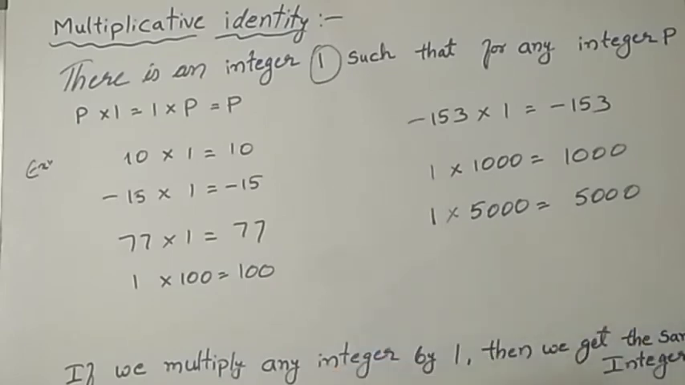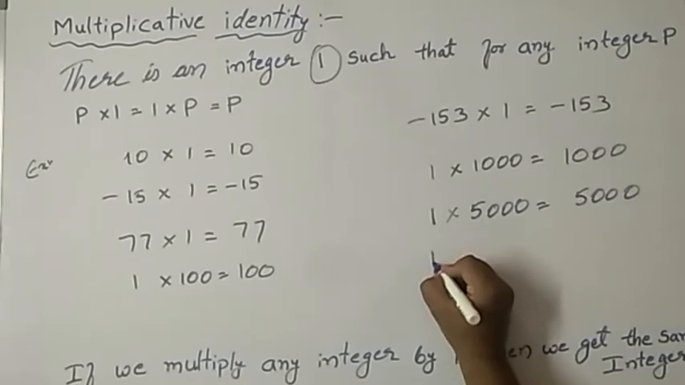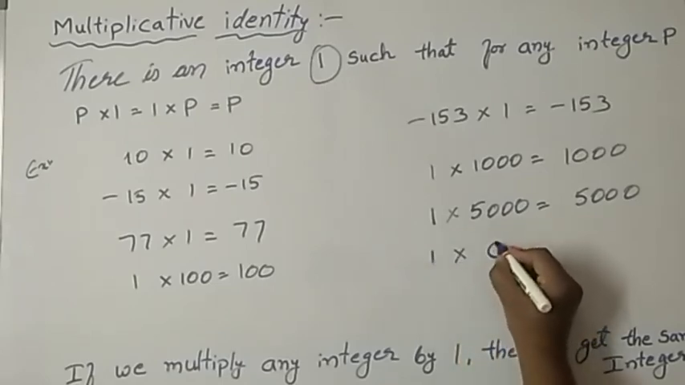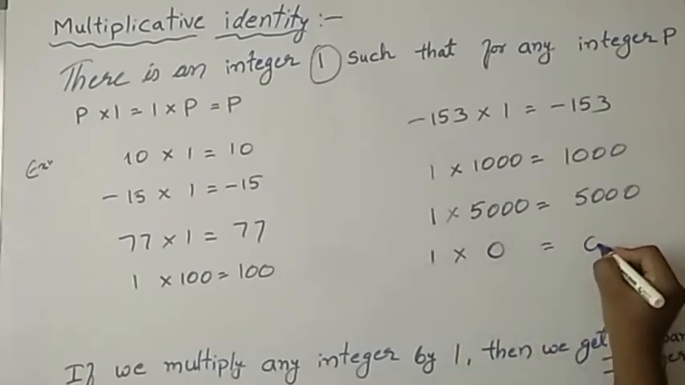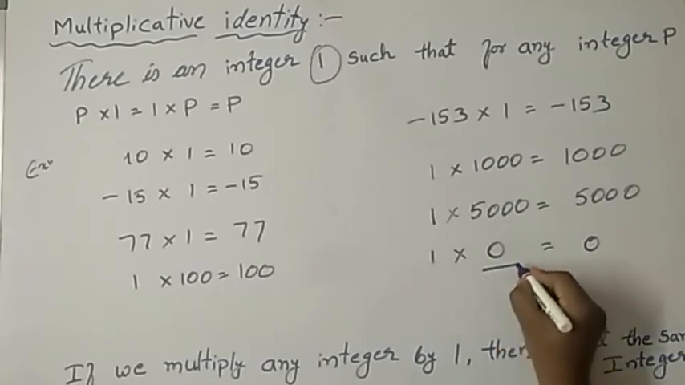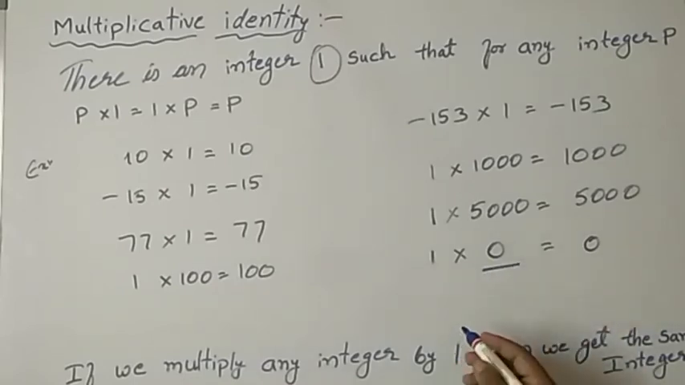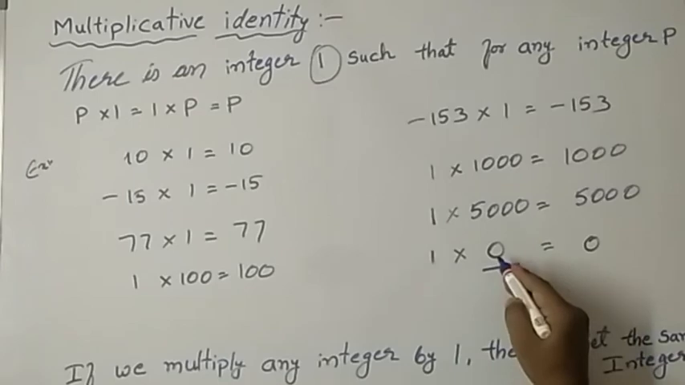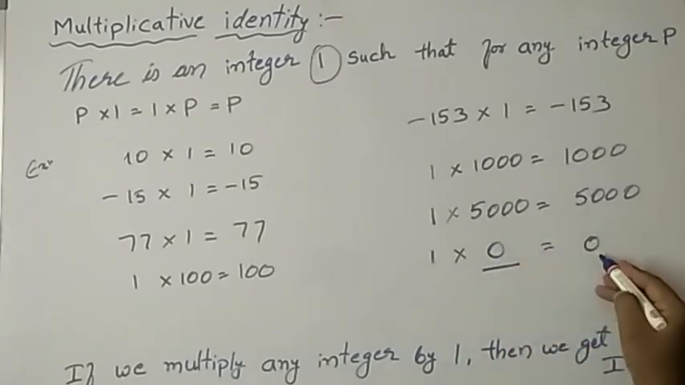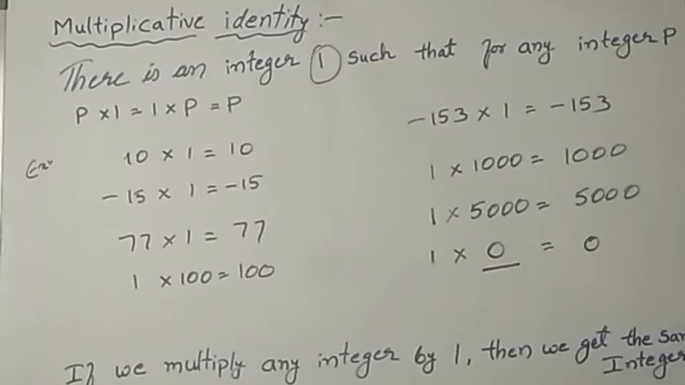We will take one more example. See, 1 into 0, we are getting 0, because 0 is here an integer. It is multiplied by 1, then we are getting the same number, that is 0. There is an integer 1 such that for any integer p, p into 1 equals 1 into p equals p.